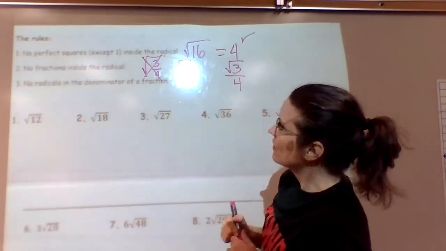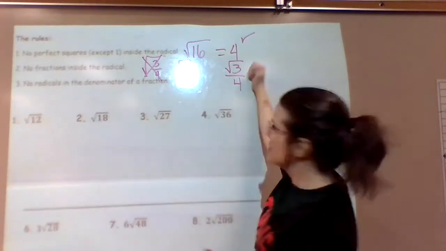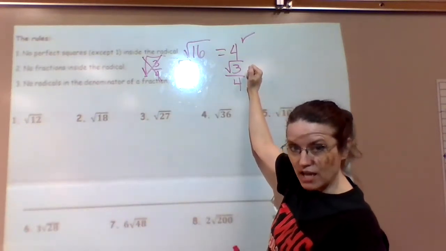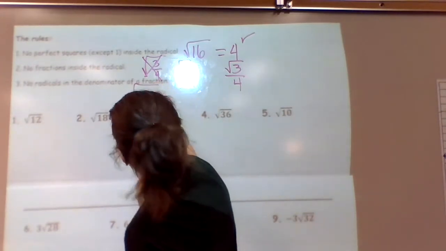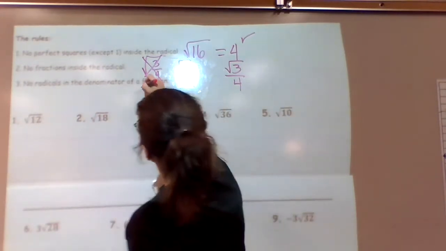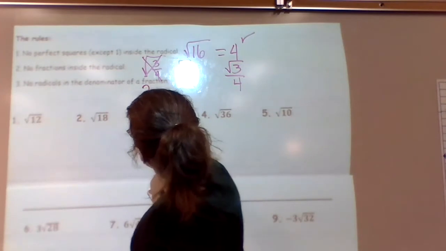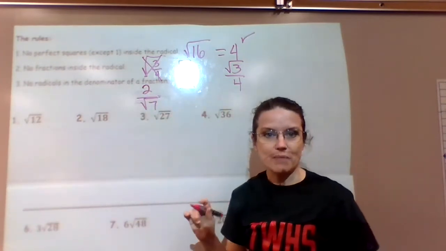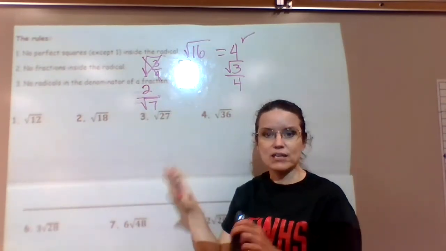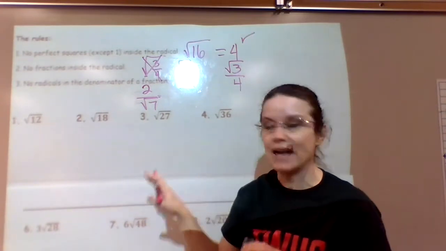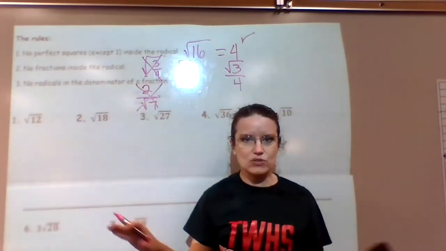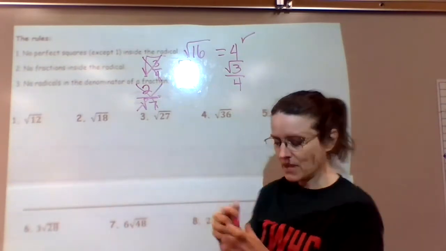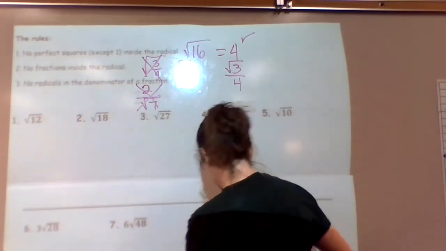The last rule is that you can't have radicals in the denominator. So this is okay having the radical on top, but you could not have something like 2 over the square root of 7. That would not be acceptable. And we will be talking in a minute what to do when you see that. But for now, if you see that, bad, don't do it, we're going to have to fix it. Okay? So those are the start of our rules for our radicals.